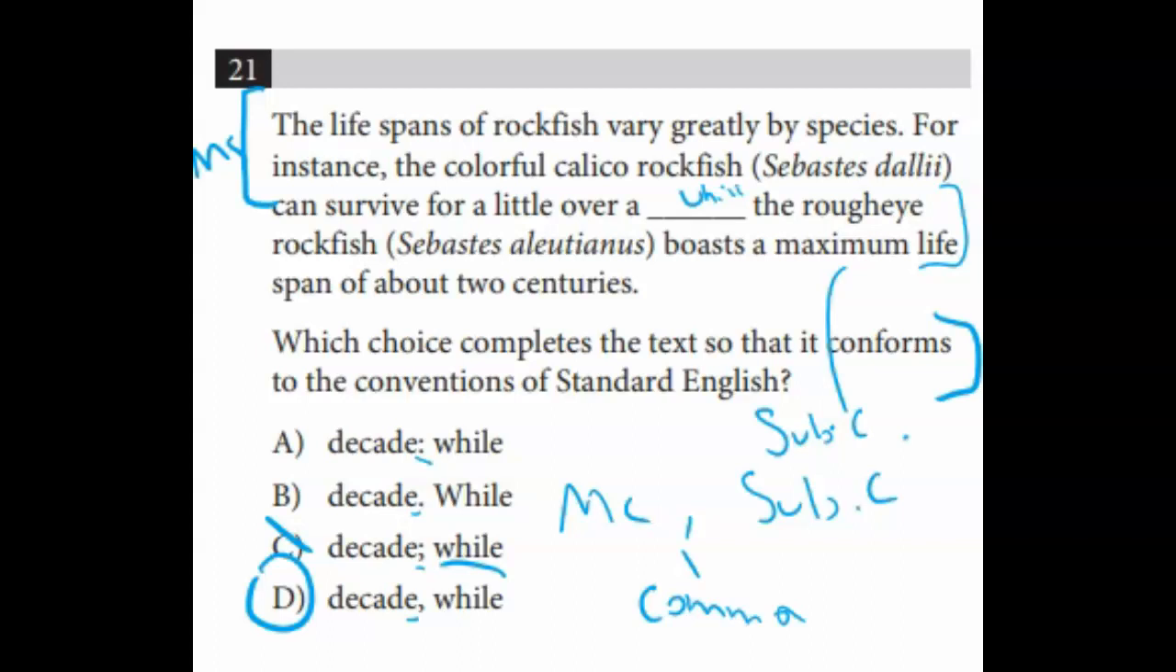And you know it's a main clause because this can stand by itself. You could end with a little over a decade, period. But while the rough-eye rockfish boasts a maximum lifespan of about 2 centuries, this part can't stand on its own. That's why it's the subordinate clause. And since it can't stand on its own, you can't put a colon there and you can't put a period there. And because the while's there, you can't put a semicolon there. D is the only correct answer. You need a comma separating a main clause and a subordinate clause. Once again, a main clause can stand on its own, and a subordinate clause cannot.